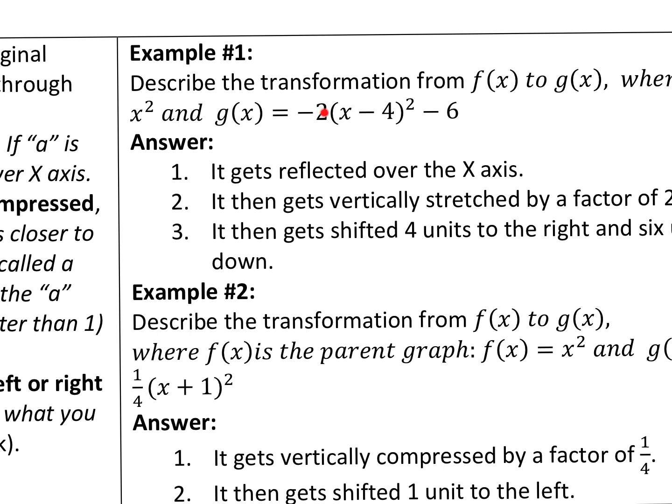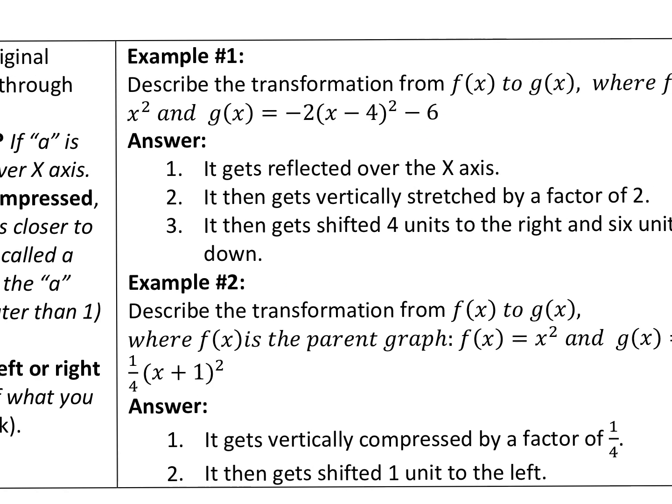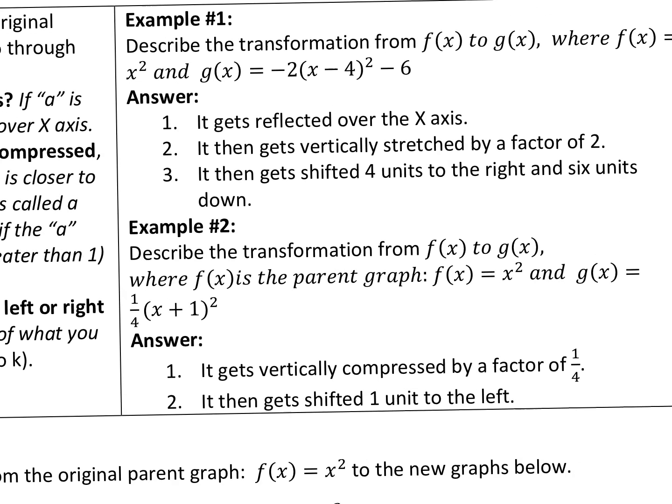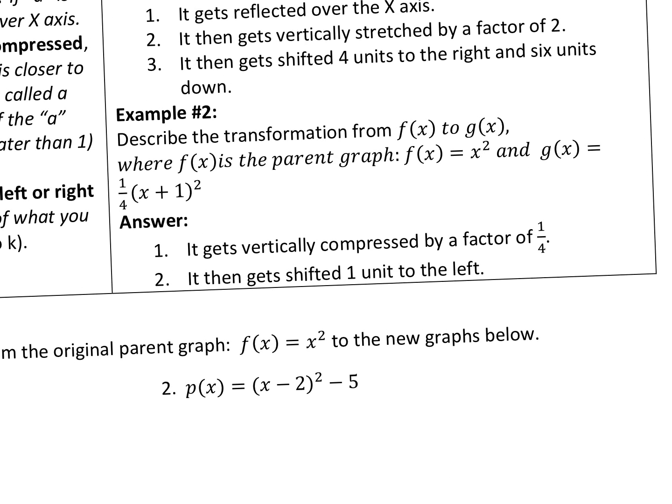And last but not least, your parent graph originally had the vertex 0, 0, and now we have a new HK, which is technically positive 4 and negative 6. So the last part is talking about the shifts, which is you're going to shift 4 units to the right, because that's really a positive 4, and 6 units down, because you take that for what it is. Shifts 4 units to the right and 6 units down. Make sense? Yes. Okay. Next example.